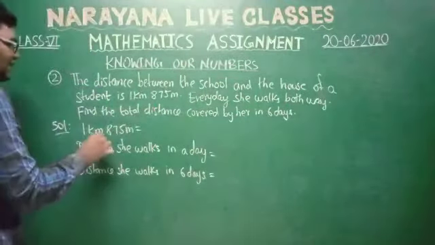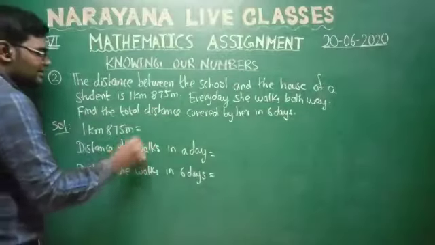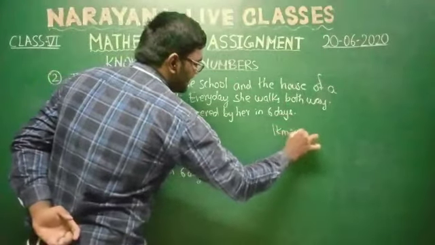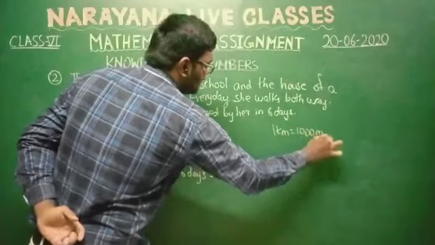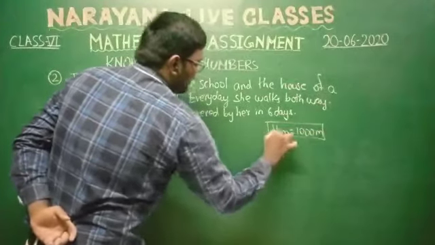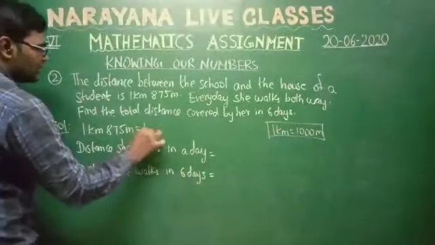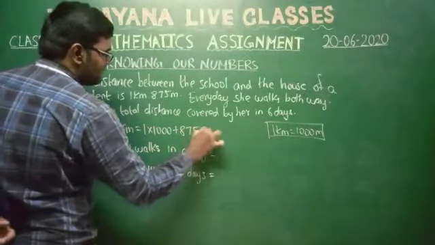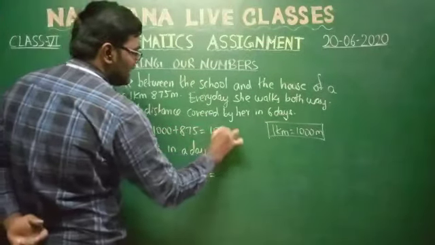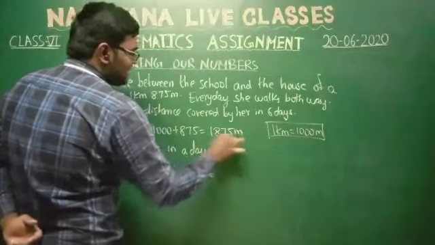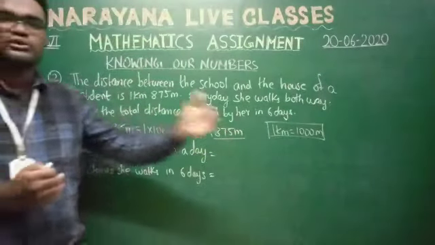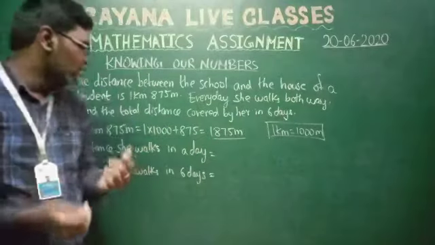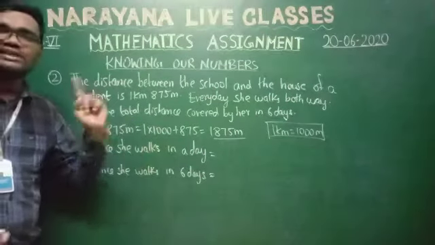Okay, so I am going to convert this first to a smaller unit. 1 kilometer is equal to how many meters? 1000 meter, we all know that. You convert it to meters: 1 into 1000 plus 875, you will get 1875 meter. This is the distance she walks from home to school. If she is coming back from school to home, again it is the same 1875 meter. So how much distance does she walk in one day?